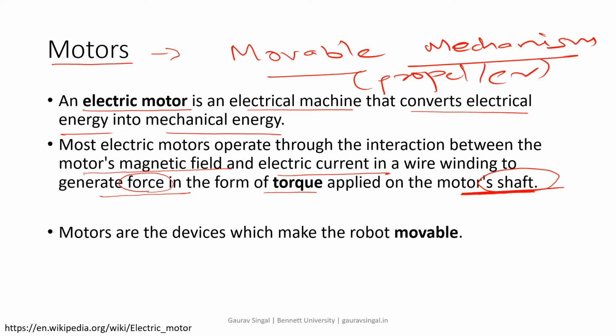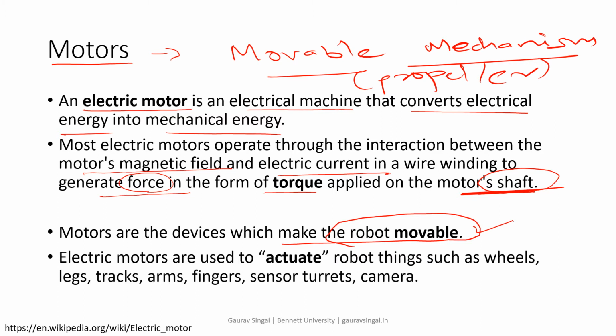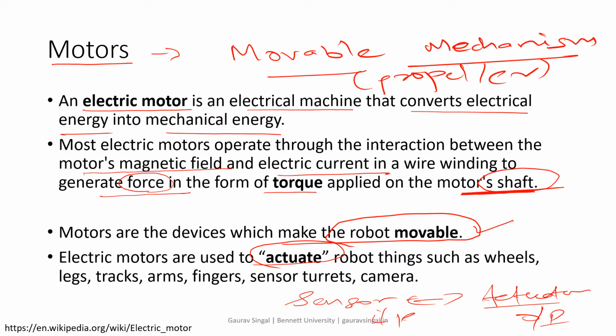So motors are the device which make robot movable. Now we are talking in terms of robot. The motor is the component that help us to make your robot movable. So electric motors are used to actuate things, actuate robot things. So when we are saying, there's one sensor and one actuator. So sensor is basically the input part, actuator is basically output part. So actuator is the main use we can do with the help of motors.